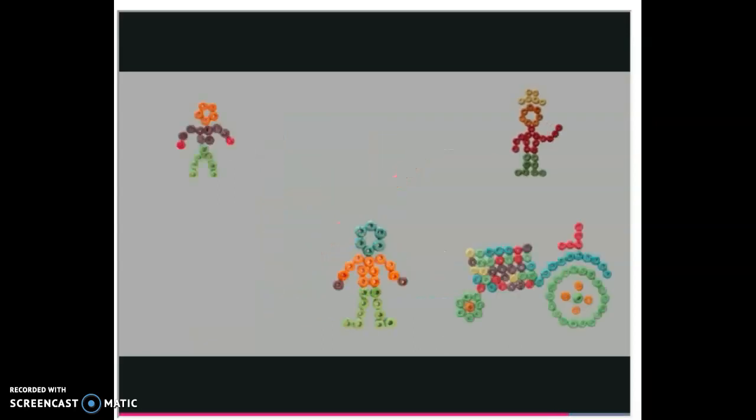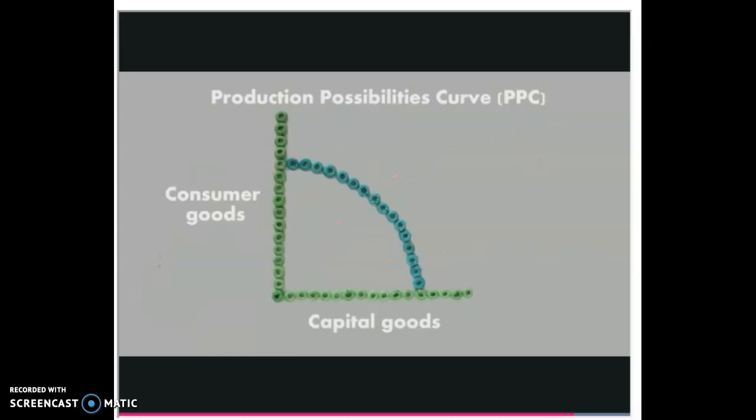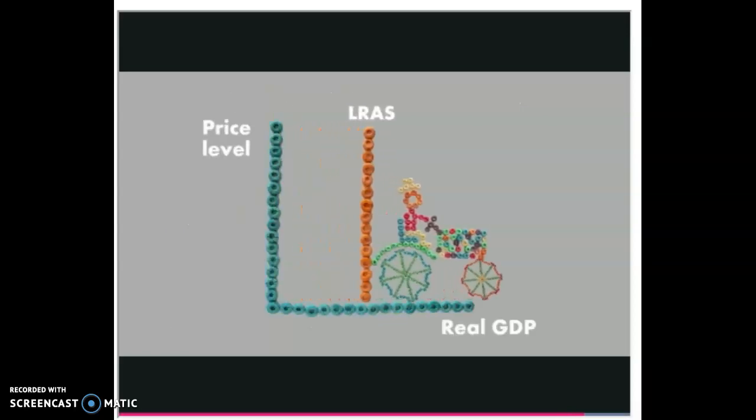To summarize, economic growth isn't achieved with an increase in aggregate demand, but it can be achieved in the long run with an increase in resources or technology that shifts the production possibilities curve outward and shifts the long-run aggregate supply curve to the right.